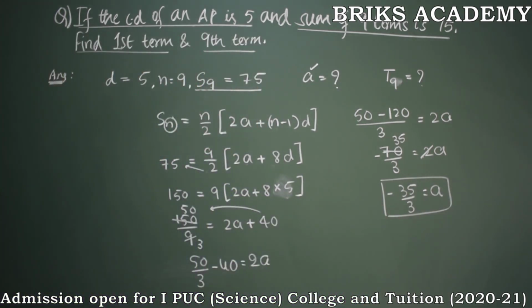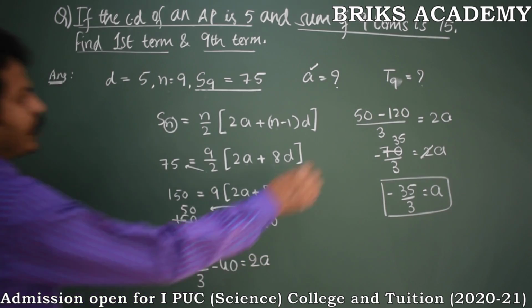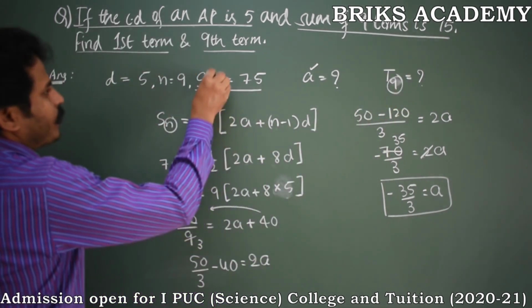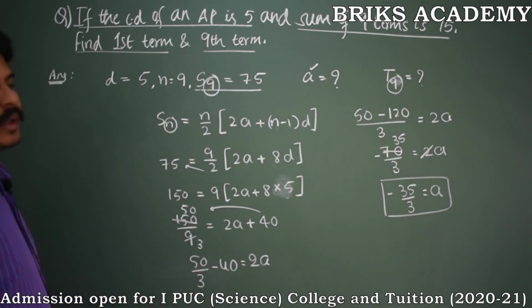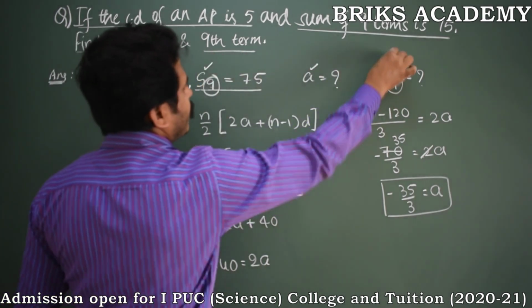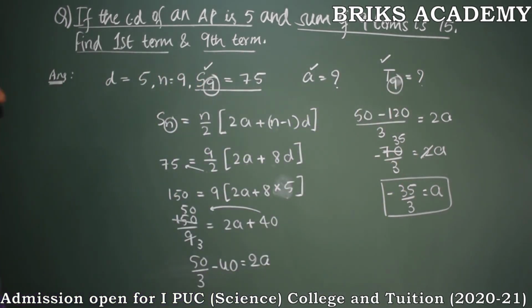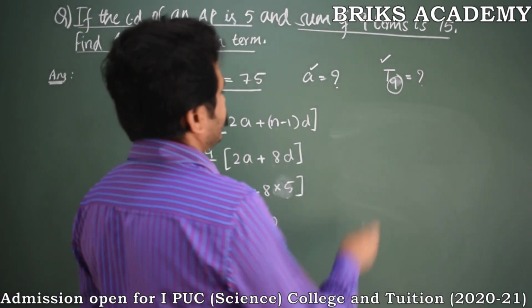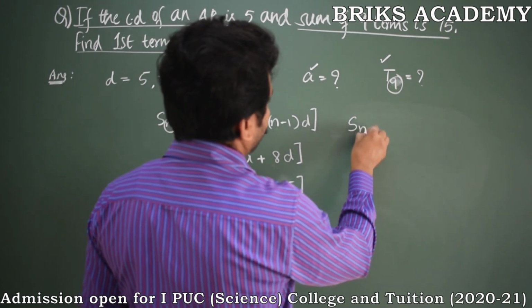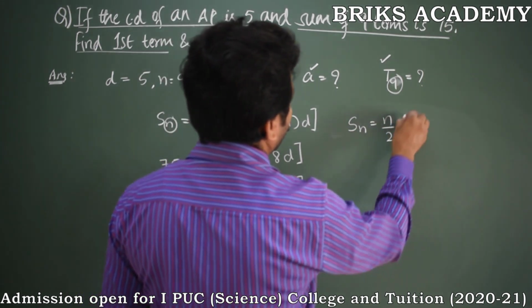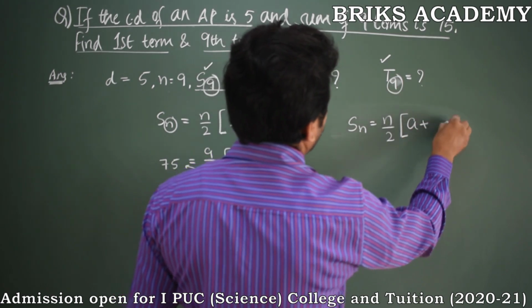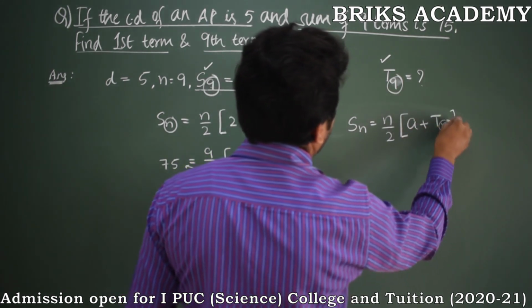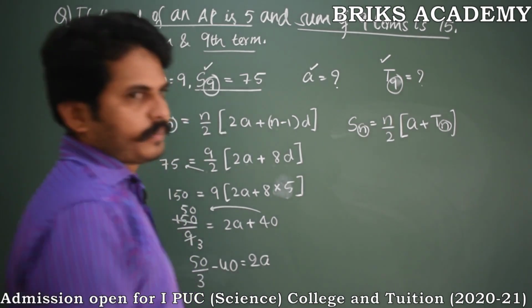At the same time, what do they ask you to calculate? The ninth term also. Sum of 9 terms they have given. Is there any relation between these in the formula? Yes. What is the relation between those two? That is Sn equal to n by 2 into first term plus nth term. Here also n, here also n, same n.